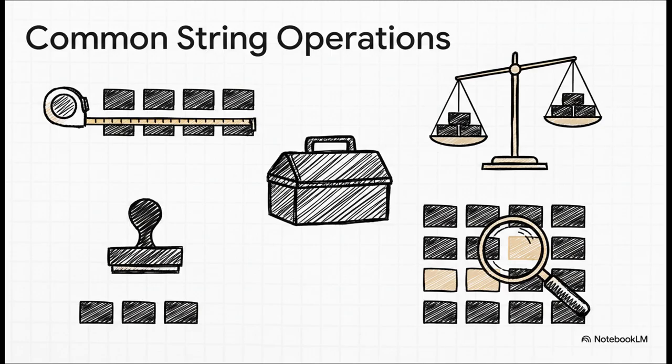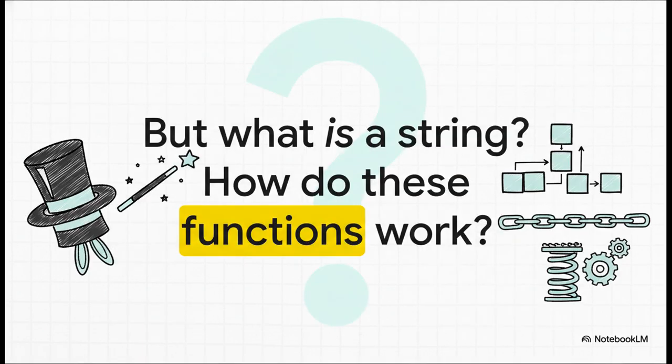You need to know how long a word is? There's strlen for that. Need to check if two words are exactly the same? That's what strcmp is for. And for our puzzle, if you wanted to find the word chess in one of those rows, well, you'd use strstr. These functions are super useful, but how do they work?